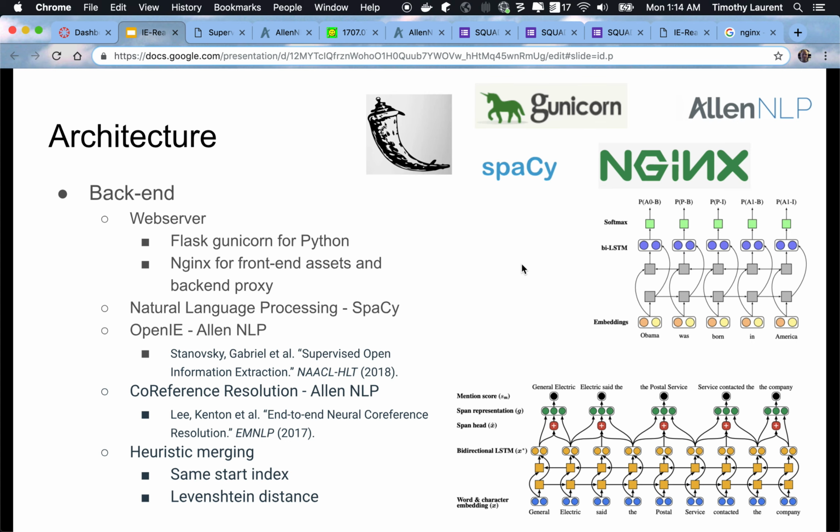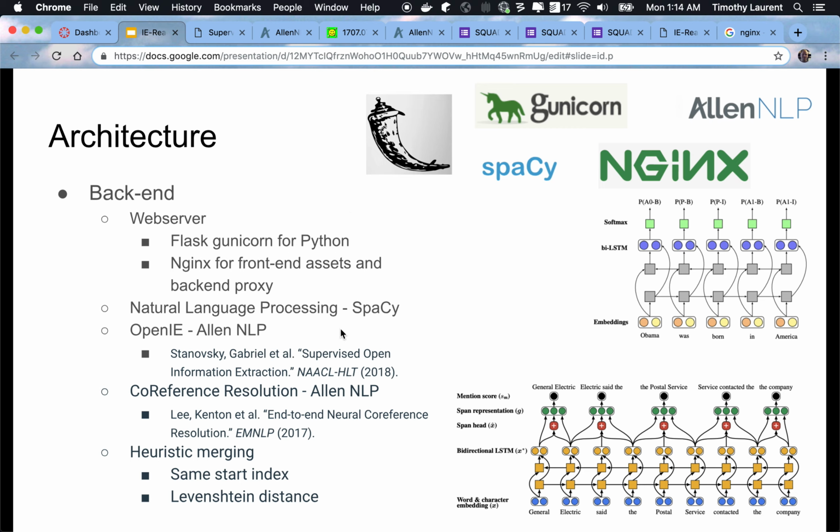The architecture I chose for this was a backend consisting of a Python web server. I used Flask and Gunicorn for its simplicity, and used the spaCy NLP software for doing basic textual processing, stop word removal, sentence iteration, and then used two models from the AllenNLP library.